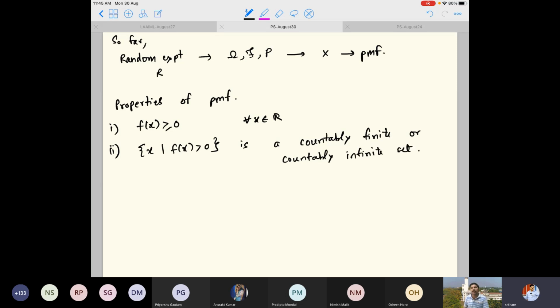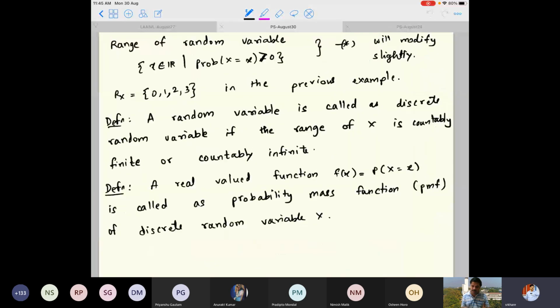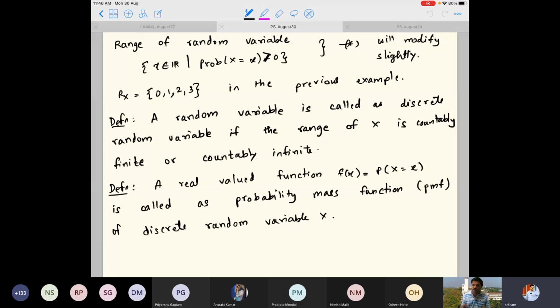Correct. So what I'm really saying is that the range of the random variable should be countably finite, so I will be able to enumerate all the elements in this range like this. So this is the set that I have. And now you see, in order to define the range, I have slightly modified the definition.